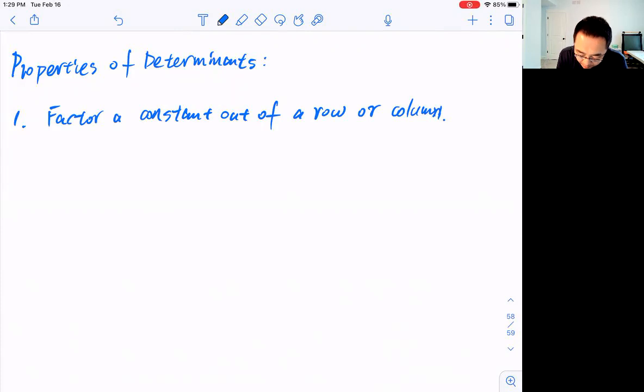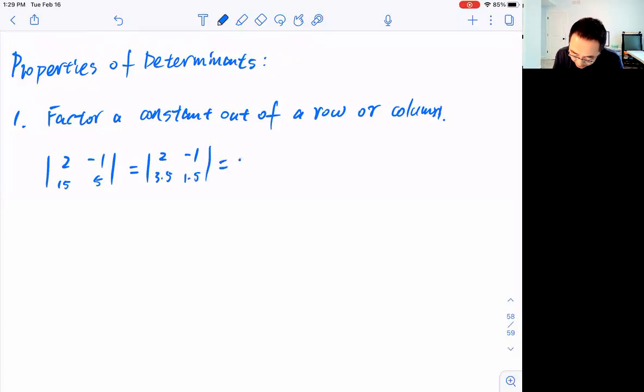What I mean is, for example, if you have 2, -1, 15, and 5, and you can see this equals 2, -1, then 3 times 5, and 1 times 5, right? Because 3 times 5 is 15, 1 times 5 is 5. Then that can be written as 5. You can pull that 5 out of the determinant and then leave 2, -1, 3, and 1.